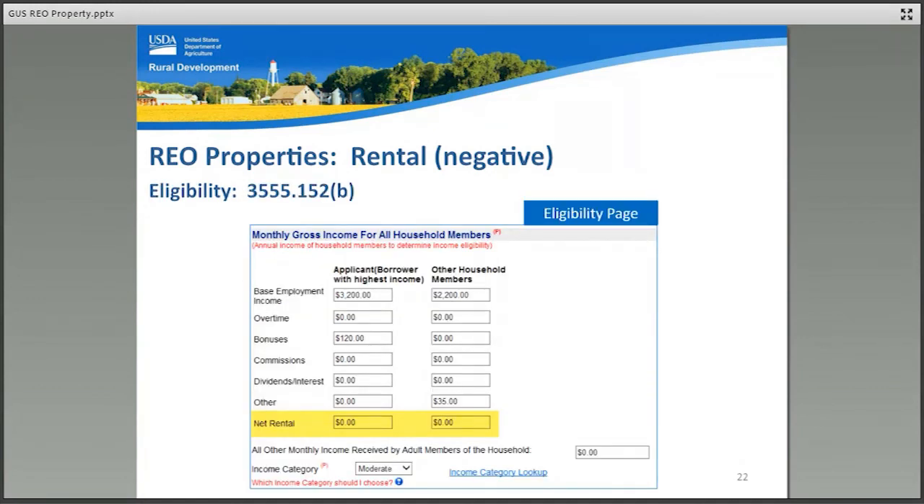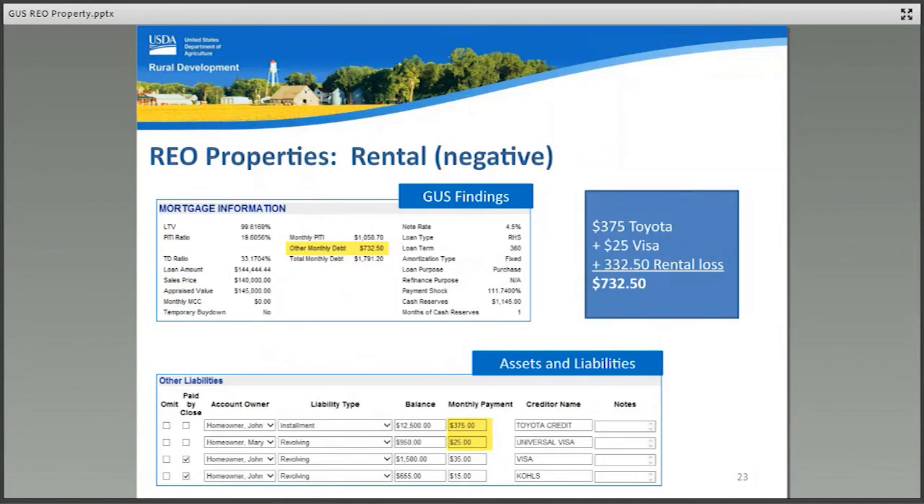Net rental income losses are considered zero for annual income and program eligibility calculations per 3555.152B. Therefore, the user will not enter any amount in the net rental income data field. Based on the data entries we have reviewed, let's double-check our work to ensure the rental loss is properly documented in GUS.